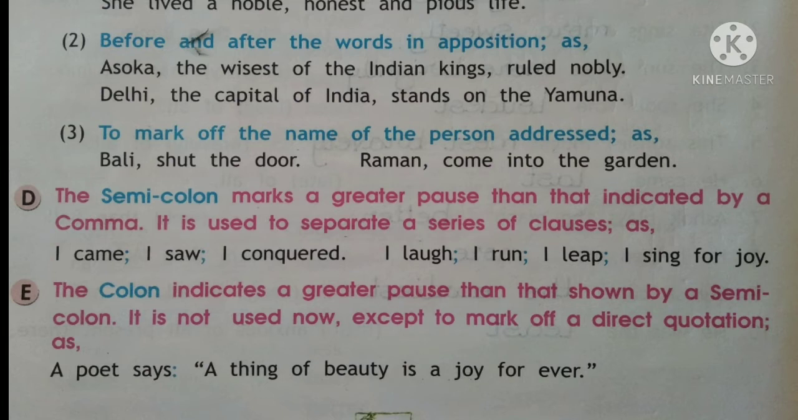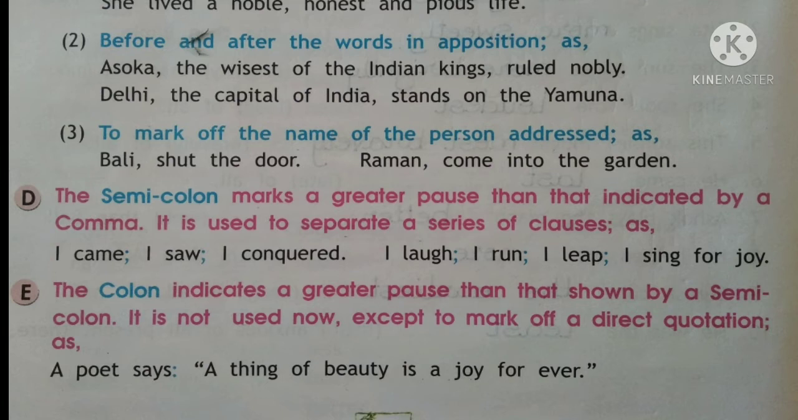It's just a little bigger pause than the comma. So the next mark of punctuation is the colon. This indicates a greater pause than that shown by a semicolon. For a comma, we stop less than a second, for a semicolon, we stop more than we stop for a comma, and for a colon, we stop more than a semicolon.